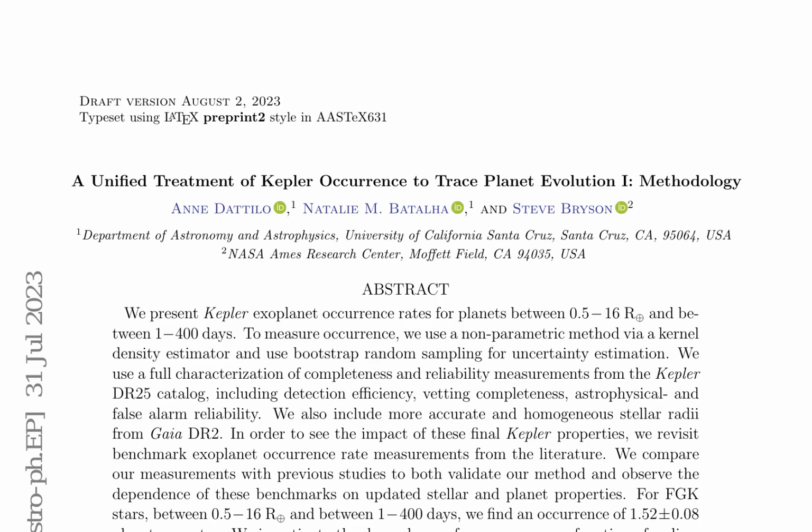In addition, the research investigates the occurrence cliff, a sharp decline in the number of planets observed beyond a certain radius, and discovers that its slope varies across different orbital periods.